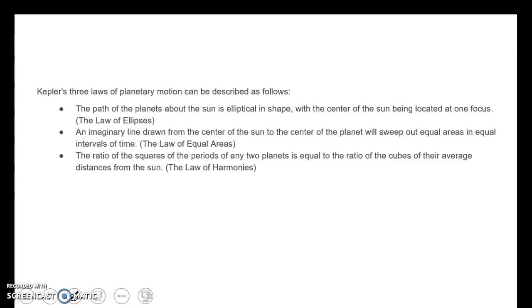Second, an imaginary line drawn from the center of the Sun to the center of the planet will sweep out equal areas in equal intervals of time, which is called the Law of Equal Areas. Then the third law: the ratio of the squares of the periods of any two planets is equal to the ratio of the cubes of their average distances from the Sun, and this is called the Law of Harmonies.